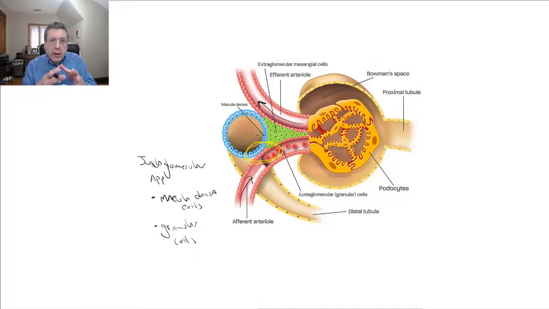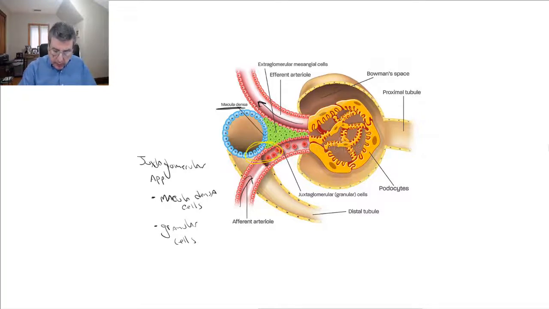And where the tubule comes into contact with the afferent arteriole, you have specialized cells there that make up the juxtaglomerular apparatus. Now on the tubular side, you have cells that are called macula densa cells. On the afferent arteriole side, you have specialized cells called granular cells. Now the macula densa cells, we're on the tubular side, are sensitive to and will respond to sodium chloride levels.